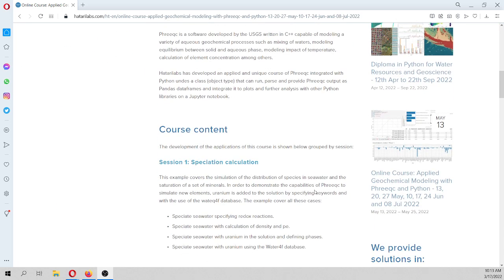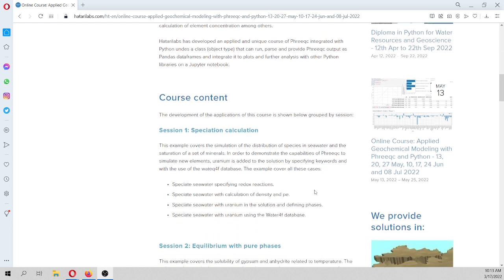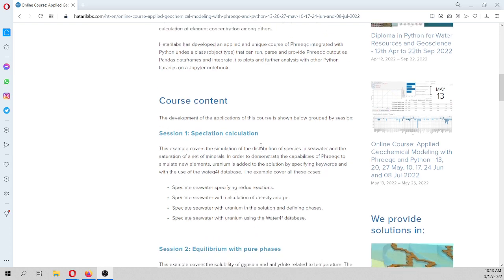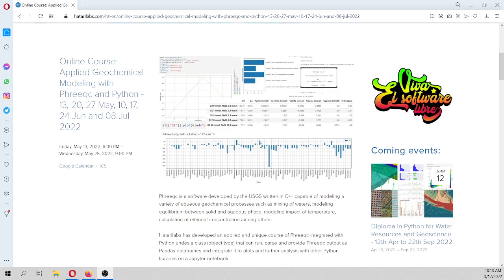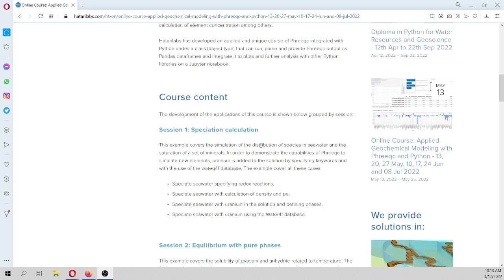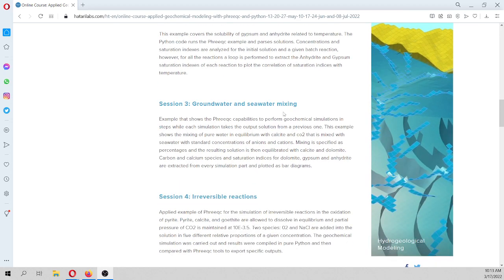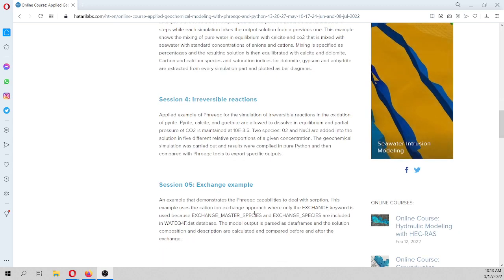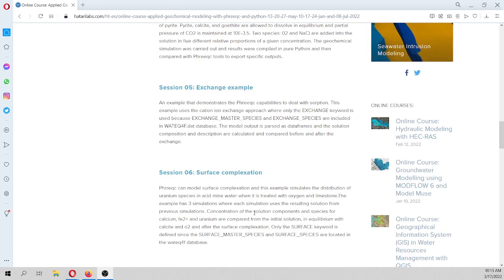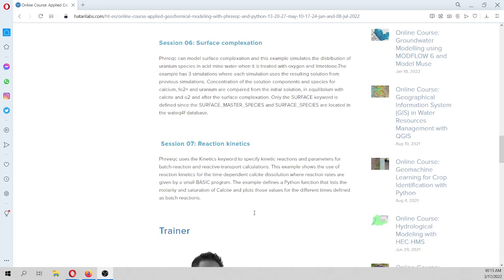The course has 7 sessions, where we are going to deal with the speciation calculation, equilibrium of phases, groundwater and seawater mixing, irreversible reactions, exchange examples, surface complexation, reaction kinetics.